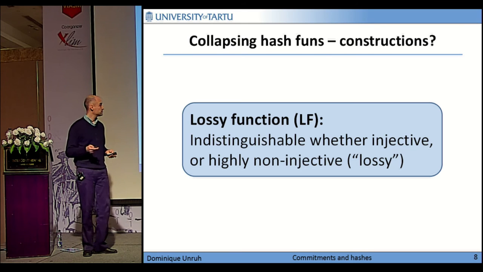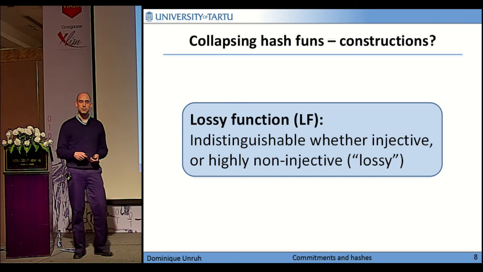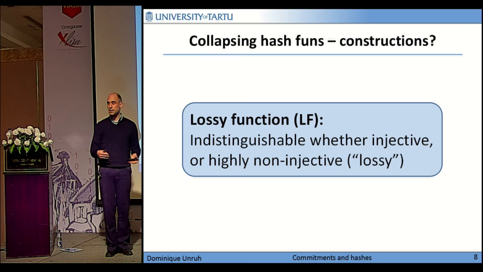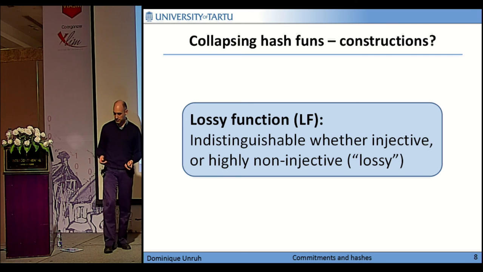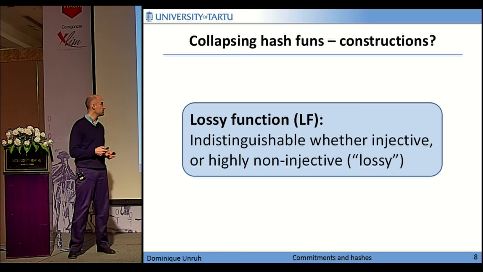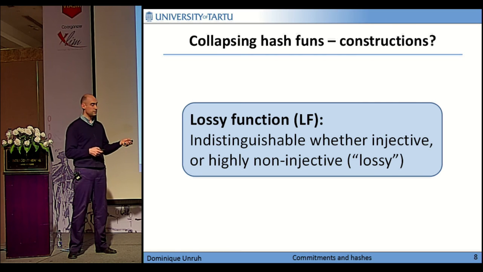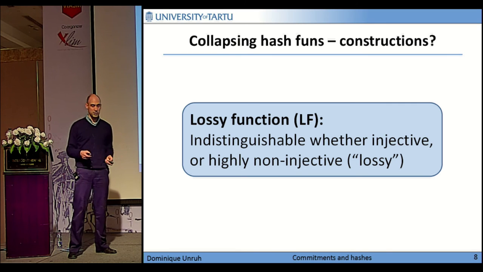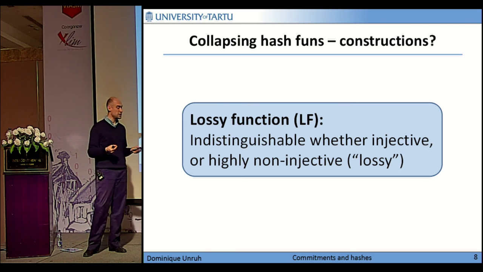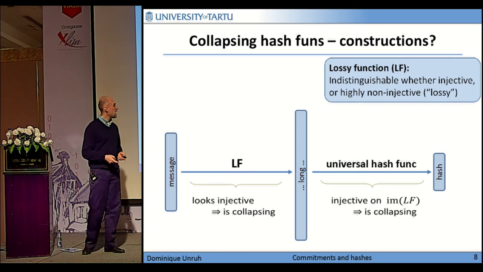OK, so that's the definition. And now the question: do they exist? I will sketch the construction that we found on a high level. The main tool that we use for this construction are lossy functions. You may have heard of lossy trapdoor functions. Lossy functions are the same, except that we don't need a trapdoor, so we slightly weaken the requirements. A lossy function is a function keyed by some public parameter, which can exist in two different kinds. Depending on the parameter, the function is either injective or highly non-injective, in the sense that the image of this function is concentrated on a rather small set of its range. And the lossy function definition says you cannot distinguish between these two kinds of parameters. And this we will use.